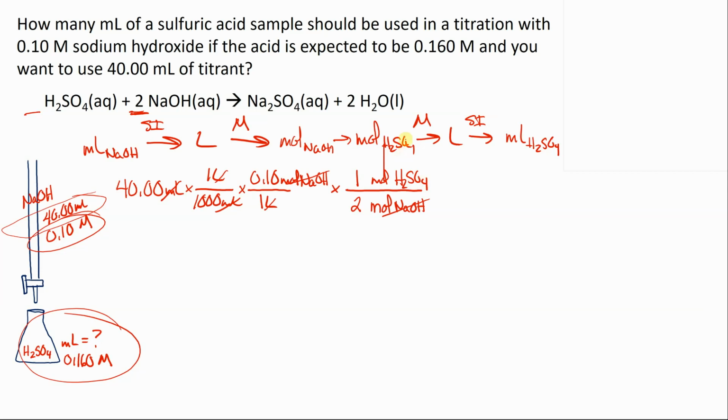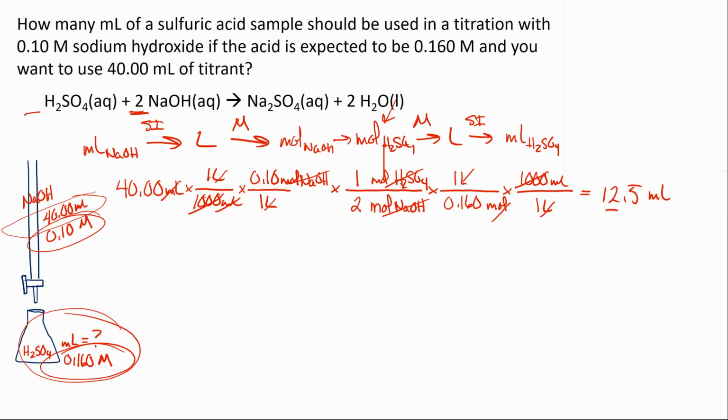Now in moles of sulfuric acid, so there, we need to use the molarity to go to liters. This time it's the molarity of the sulfuric acid, so this number down here, and 0.160 moles of sulfuric acid is 1 liter of the sulfuric acid solution. And we wanted milliliters, so we need to use the SI prefix to change back to milliliters. I'm going to go ahead and cancel these 2 1,000s before I punch it in my calculator. You can type them in, it won't make a difference. But I come out and I get 12.5 milliliters.